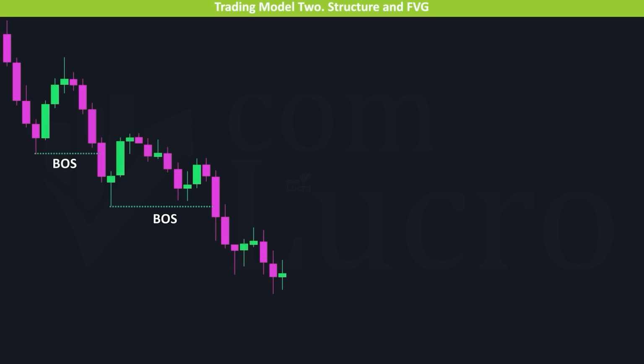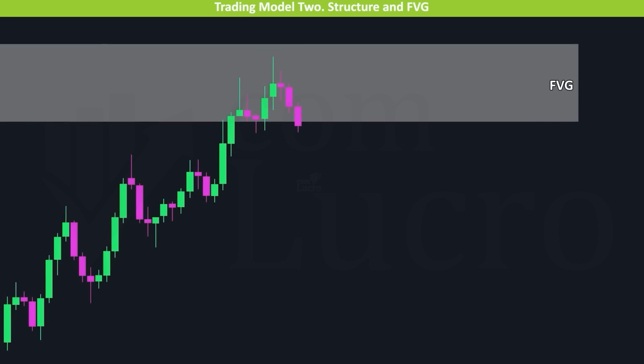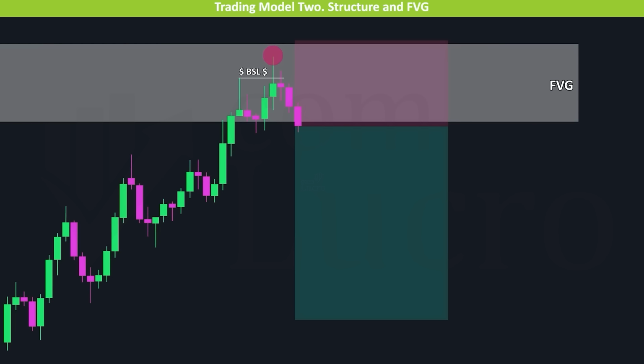In this case, price is forming lower lows and lower highs, which confirms a downtrend, meaning only sell opportunities are considered. From there, fair value gaps are marked as potential supply zones. When price retraces into one of these areas, drop down to the lower time frame and wait for a bearish liquidity grab to form above a recent high. After confirmation, enter the trade. The stop loss goes above the liquidity grab, and the target is aimed at the next key level below.